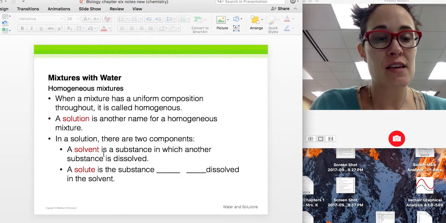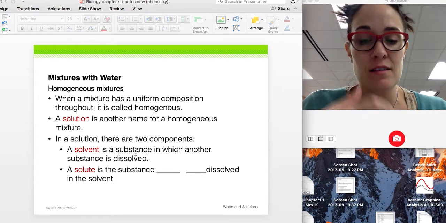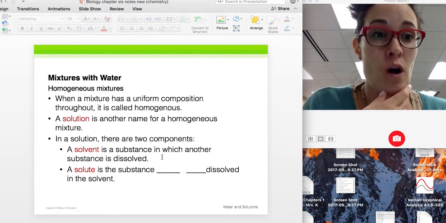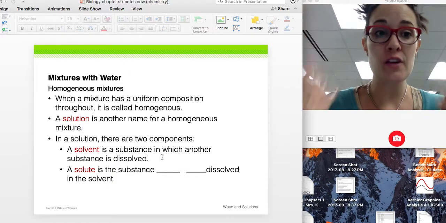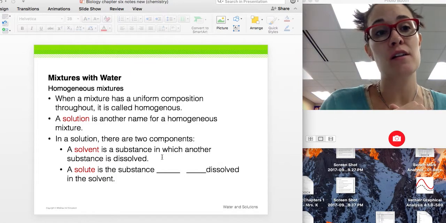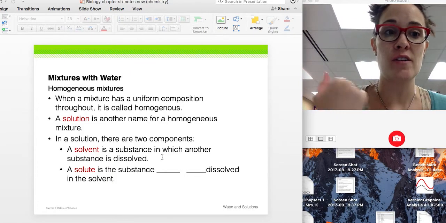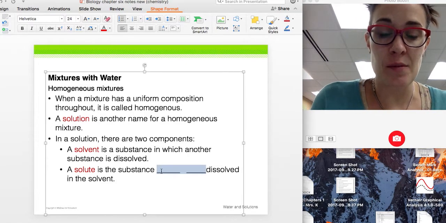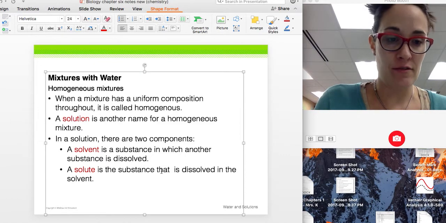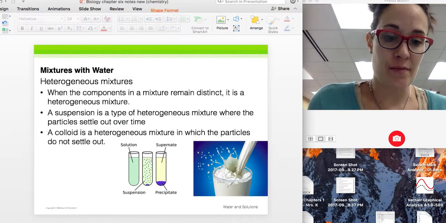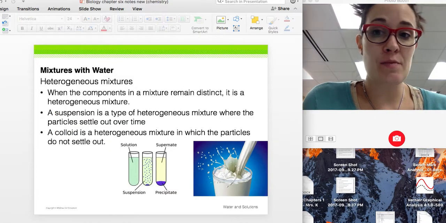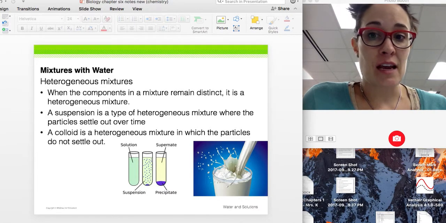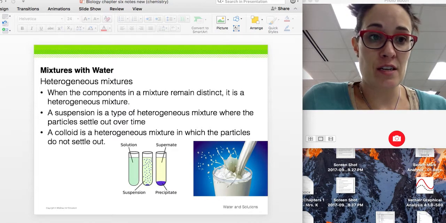So there's two things in a solution. There is a solvent, the substance in which another thing is dissolved. Most of the time, water is the solvent. And living things are mostly water, so water is the solvent doing the dissolving. The solute then is the substance that is being dissolved, like sugar in water.